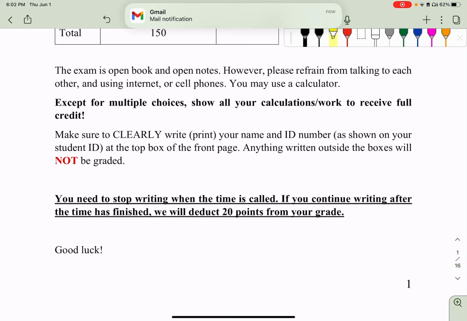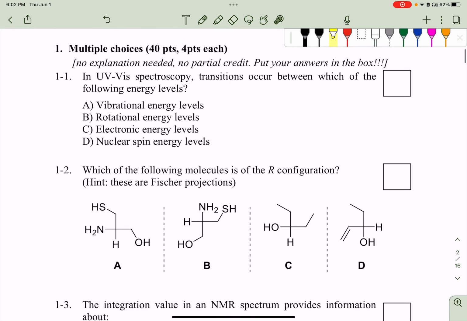So let's see. On the front page, we say show all your calculations and work, so we get partial credit. You want to show what you're thinking about, so we can give you that partial credit. And then to stop writing when the time is called. Okay, nevertheless, let's get started.